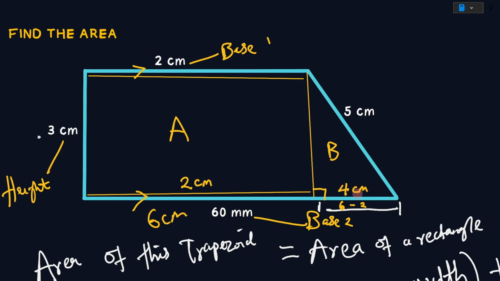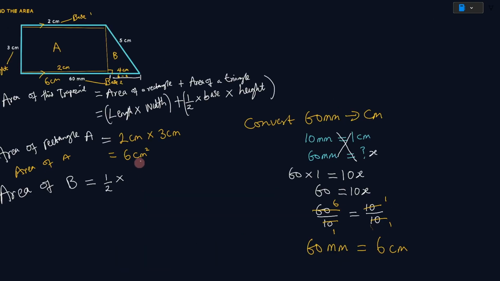We now have to substitute this base into our triangle area formula. So the area of B, which we said is half multiplied by base multiplied by height. The base, we got it to be 4 cm. That is 4 multiplied by the height. The height is the distance from this parallel line to this other parallel line, which is 3 centimeters. So the height is 3.